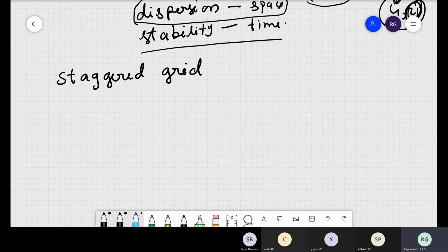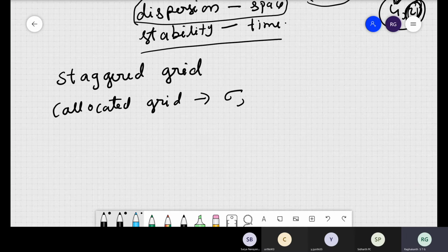Our grid is a staggered grid. Right now, that is why the staggered grid automatically comes. Sometimes we can do a collocated grid also. That means you are measuring stress and velocities at the same grid point only.